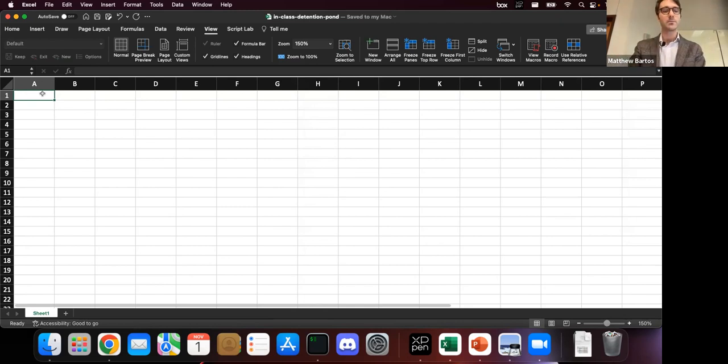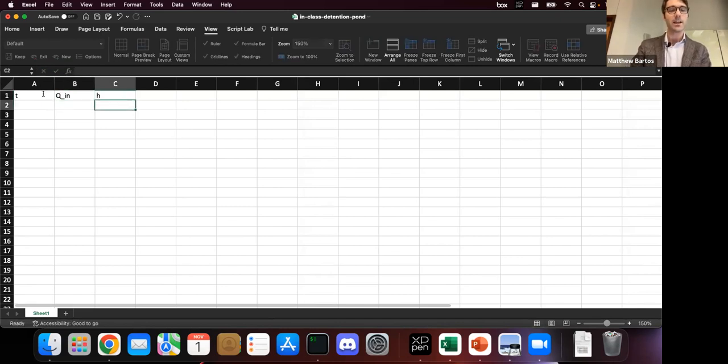So we have 4 columns. We're going to have a column for the time t. We're going to have a column for Qin. We're going to have a column for h, the depth in the pond. And we're going to have a column for Q out.